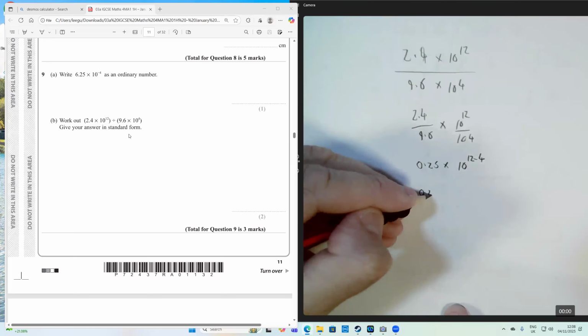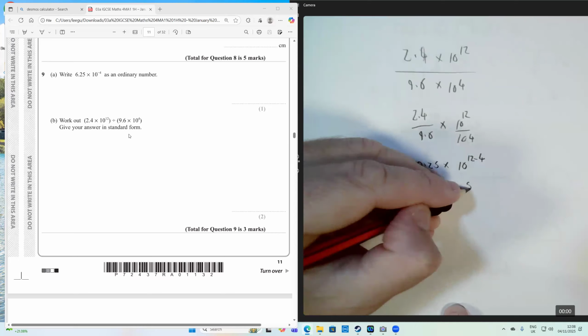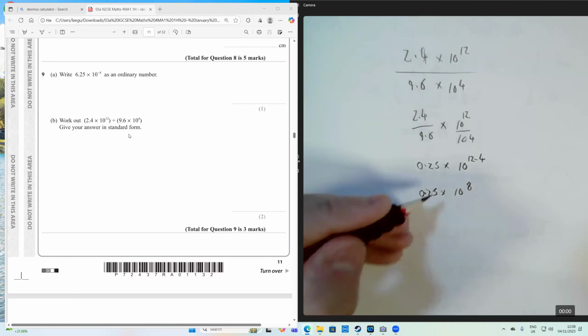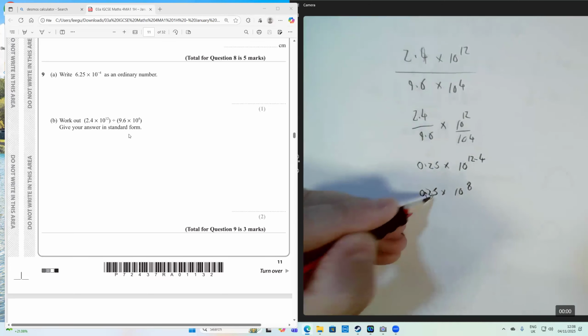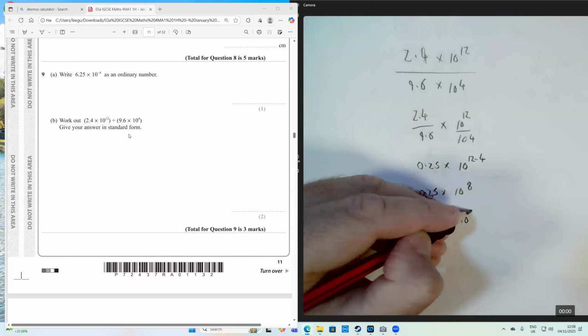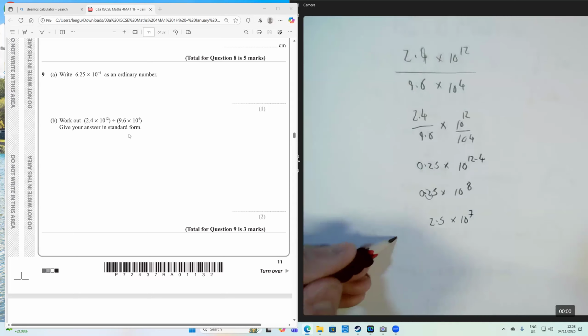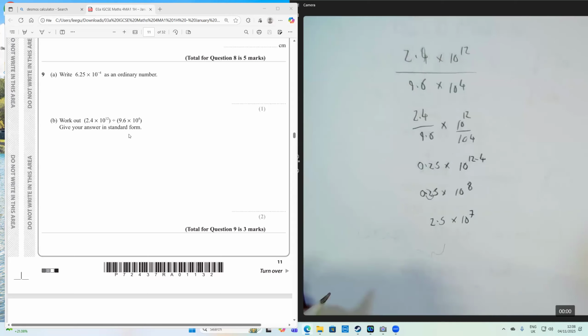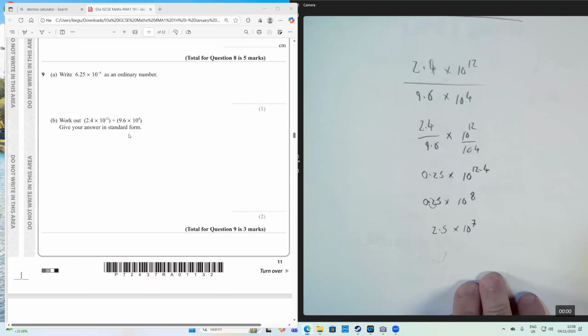So we've got 0.25 times 10 to the power of 8. Now, we need to make this into standard form because the number at the beginning of standard form has to be greater than or equal to 1 but less than 10. So the decimal point is going to go one place to the right. So it's going to be 2.5 times 10 to the power of 7. Because remember, when we go to the right, the powers go down, and when we go to the left, the powers go up. So that's going to be 2.5 times 10 to the 7 for 9 part B. That's part B, that's part A.